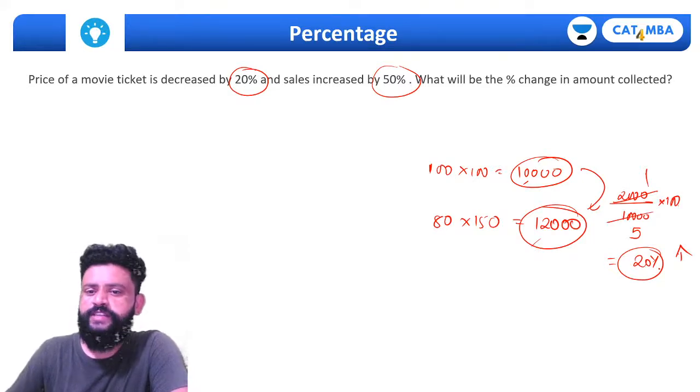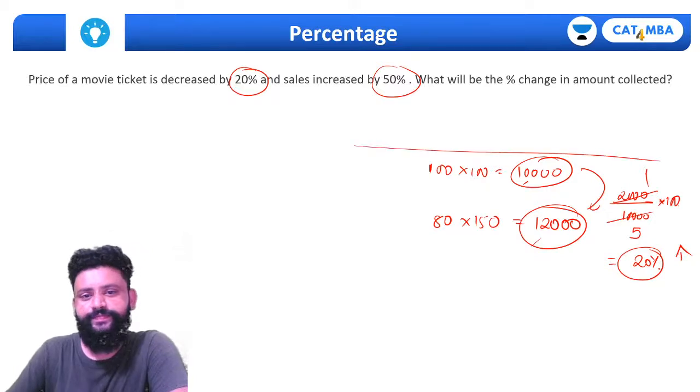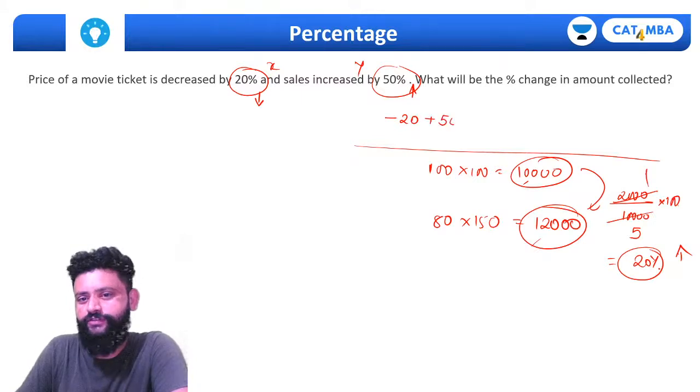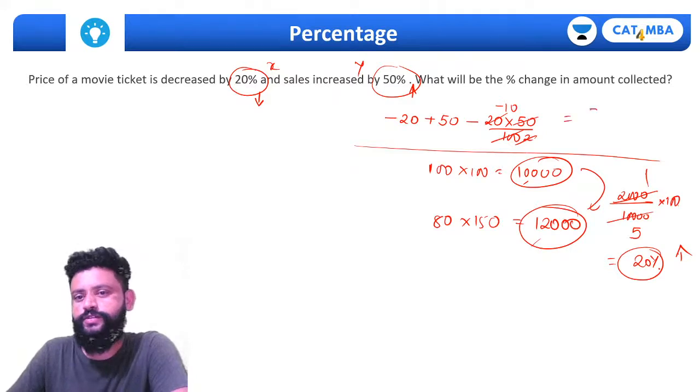राइट सत्यप्रकाश, कैन वी यूज द फॉर्मूला एज वेल? एक्स वाई, 20% डिक्रीज, 50% इंक्रीज, -20 + 50, देन क्या होगा? नेगेटिव आएगा. -20 into 50/100, तो यहाँ पे आएगा -10, so 50 -20 -10, that comes out to be +20, that is 20% increase.